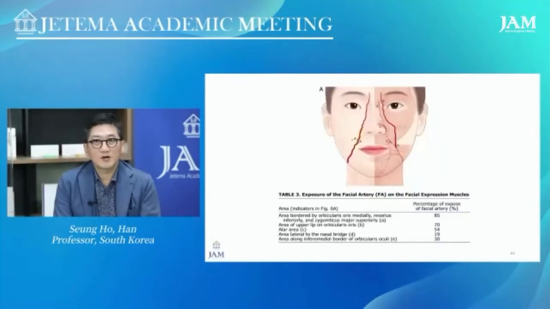And the percentage of exposure of the facial artery on the facial muscles, it means layer 2, is very important. And then you need to pay attention when you inject the filler in this area. This area includes the angular regions, and then the alar, and then the superior lateral side of the superior rib.